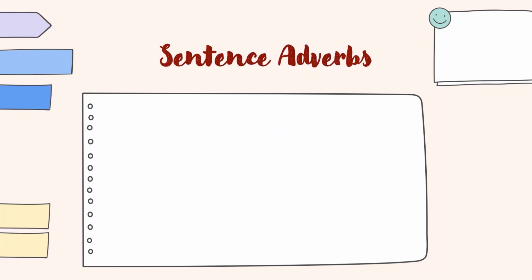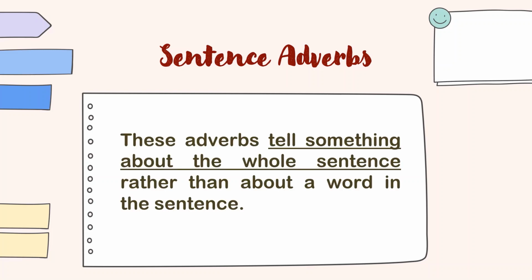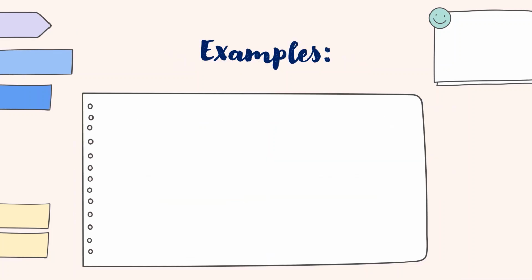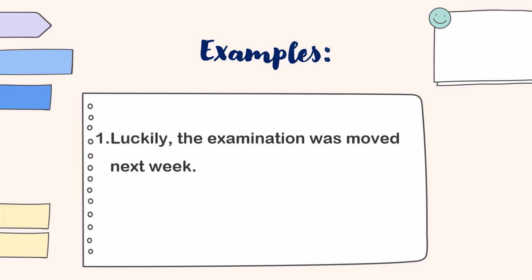Finally, we have sentence adverbs. These adverbs tell something about the whole sentence rather than about a word in the sentence. Here are the different sentence adverbs that we can use. Look at the following examples.